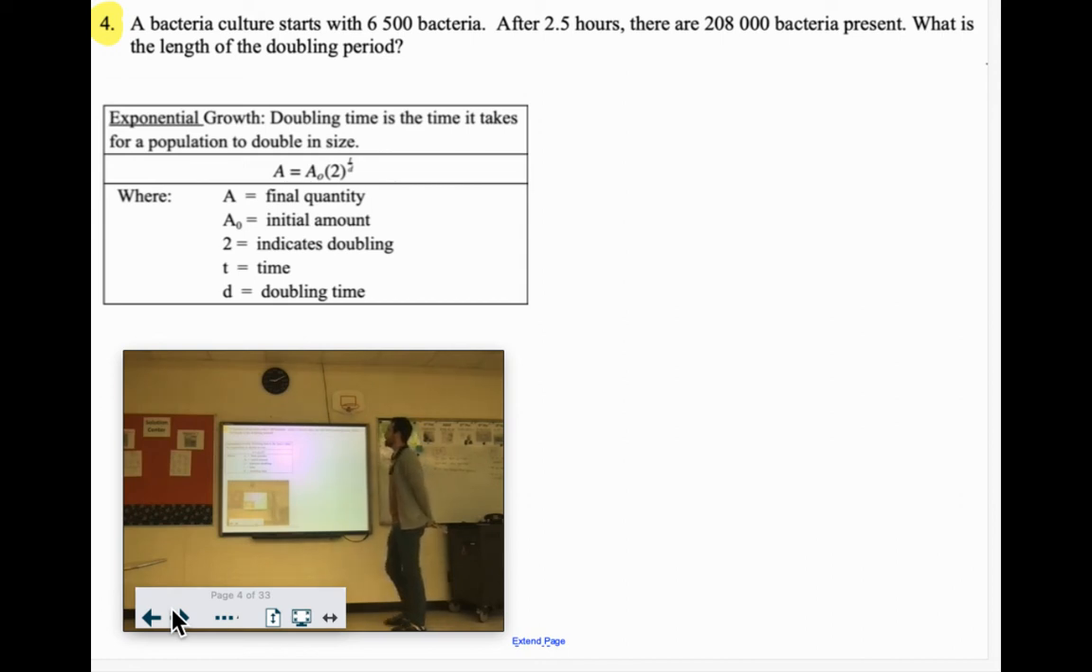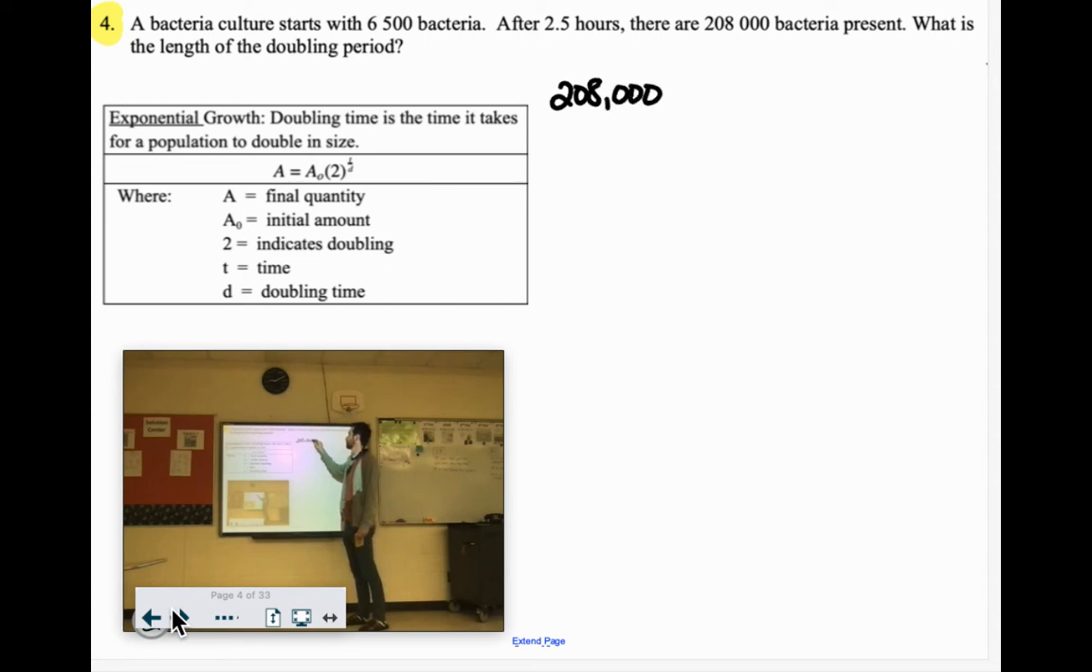A bacteria culture starts with 6,500 bacteria. After 2.5 hours, there are 208,000 bacteria present. What is the length of the doubling period? Okay, the final amount here was 208,000. The initial amount was 6,500. It's a doubling problem, so there will be a 2 there.